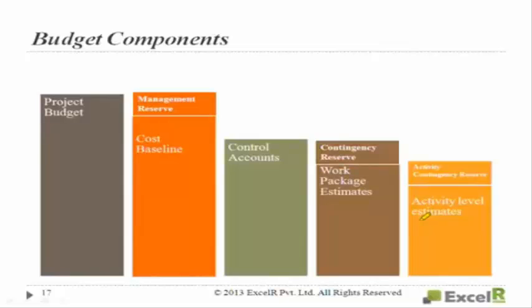So for your project, if the baseline is, say, in 2 weeks you have to spend $5,000, after 2 weeks you sit and check whether you have overspent or underspent. That $5,000 is the baseline, the cost baseline. Now let us try to understand. At an activity level you do an estimation.